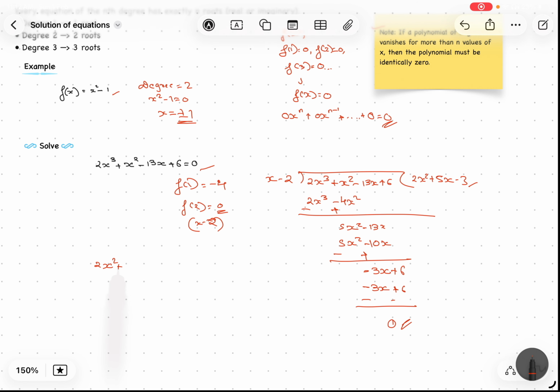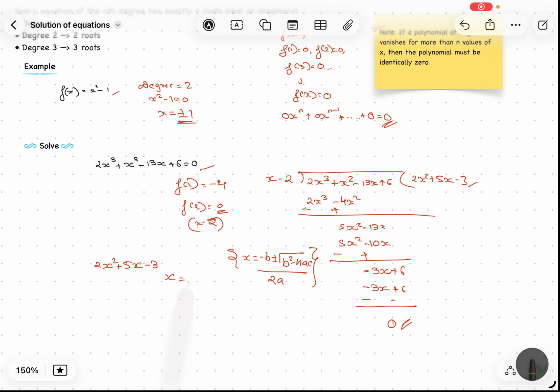2x squared plus 5x minus 3. Now I need to find x. So we'll be using the basic formula, that is x equals minus b plus or minus under root b square minus 4ac by twice of a.